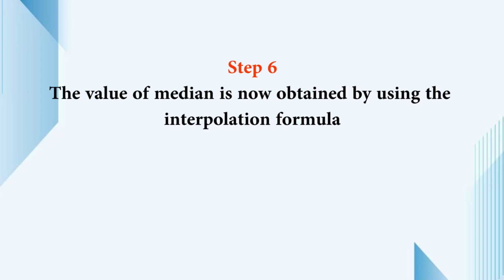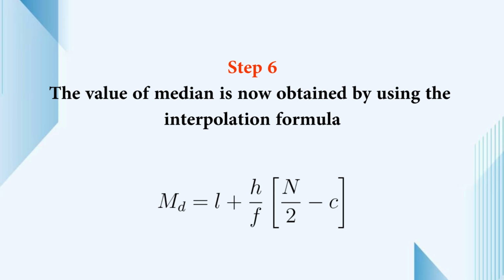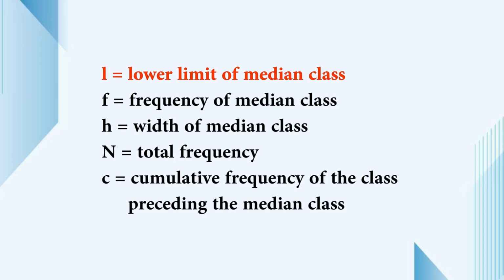Once the median class is identified, the median is obtained using the interpolation formula given by median is equal to L plus H by F into (N by 2 minus C), where L is the lower limit of the median class, F is the frequency of the median class, H is the width of the median class, N is the total frequency, and C is the cumulative frequency of the class preceding the median class.